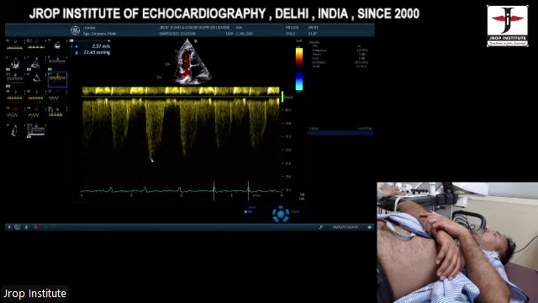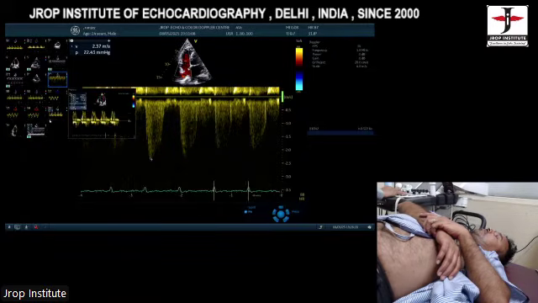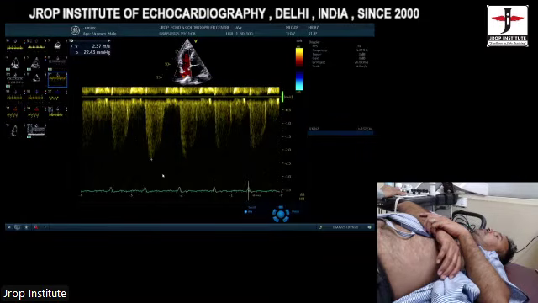Measure the peak velocity, which is 2.37 meters per second, giving a gradient of 22. Now, this gradient is given from RV to RA. RA has its own pressure, which is determined by the IVC. In this subject, the IVC was small in size, so RA pressure is 0. Normal IVC is 20, collapsing more than 50%, RA pressure 5. If it's dilated and does not collapse, RA pressure is 15. And if it's in between, that is 10. So this is a small IVC.